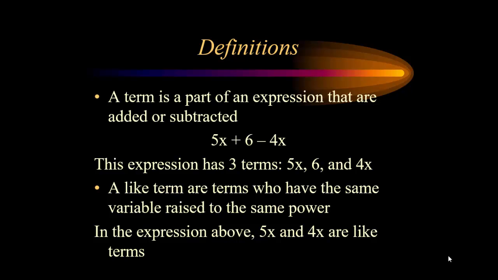A term is a part of an expression that are added or subtracted. So this expression has three terms: 5x, 6, and 4x. Like terms are ones that have the same variable raised to the same power, meaning that they are alike. They sound the same, they kind of look the same. In this expression, 5x and 4x are like terms.